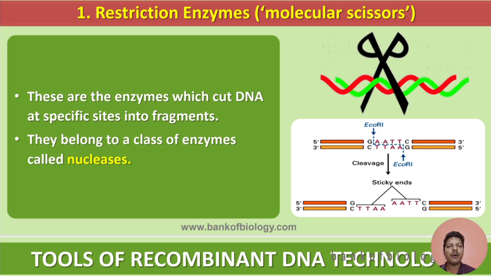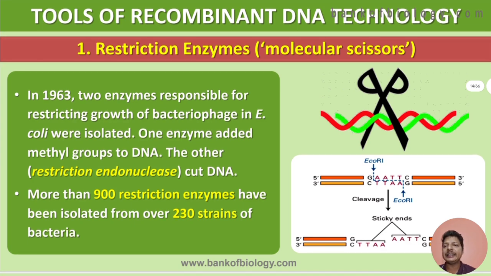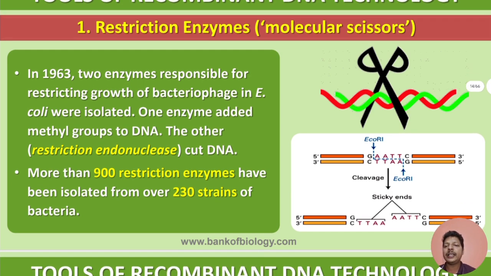Here you can see how it cuts in a proper fashion, proper manner. Then in 1963, two enzymes responsible for restricting growth of bacteriophage in E. coli were isolated. One enzyme added a methyl group to the DNA, the other, that is restriction endonuclease, cuts DNA. Till now, more than 900 restriction enzymes have been isolated from over 230 strains of bacteria.